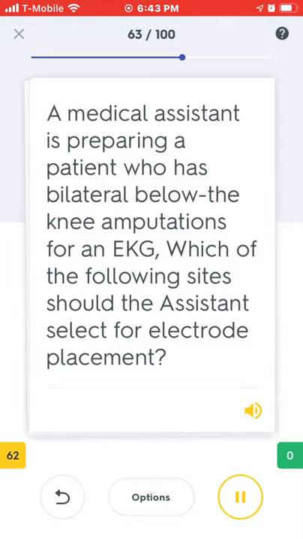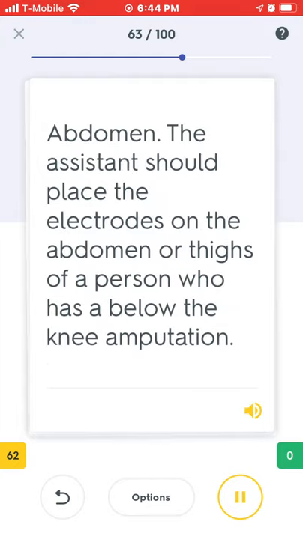A medical assistant is preparing a patient who has bilateral below the knee amputations for an EKG. Which of the following sites should the assistant select for electrode placement? Abdomen. The assistant should place the electrodes on the abdomen or thighs of a person who has a below the knee amputation.